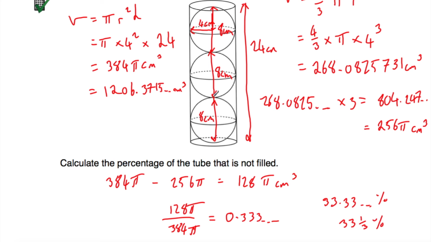So the volume of that tube that's not filled is 33 1/3, and that's it. Okay, let's have a look at our next question.